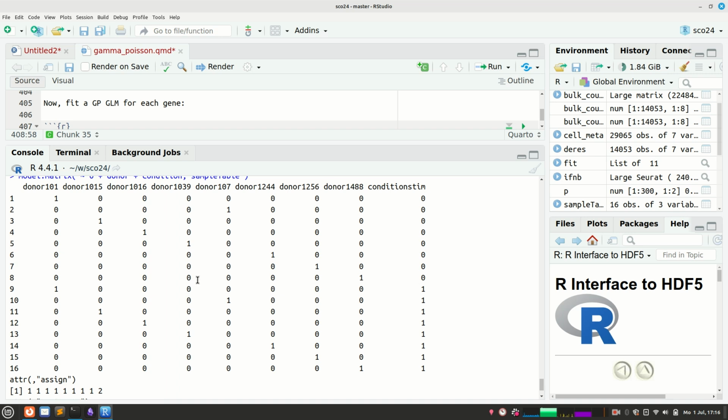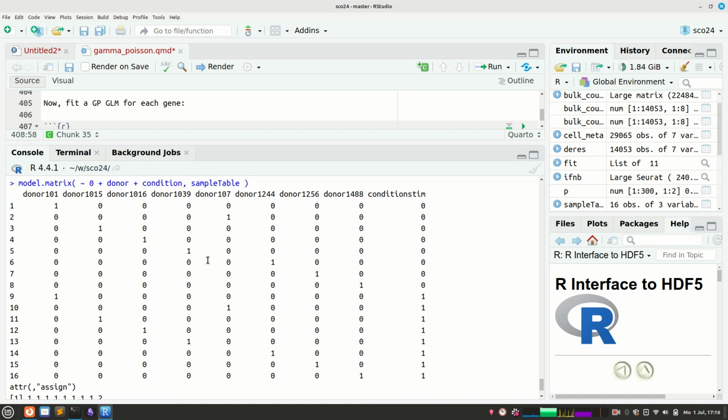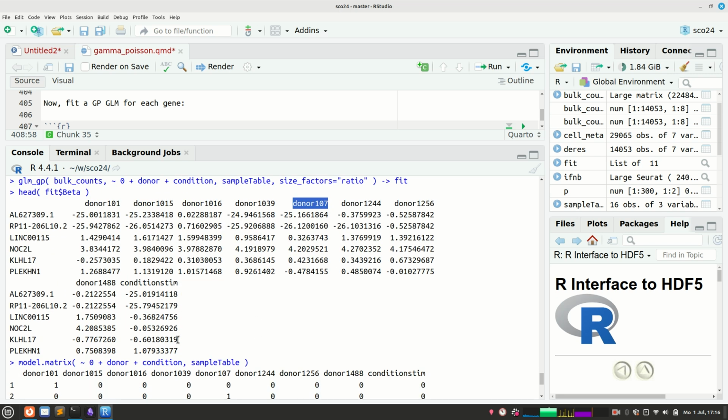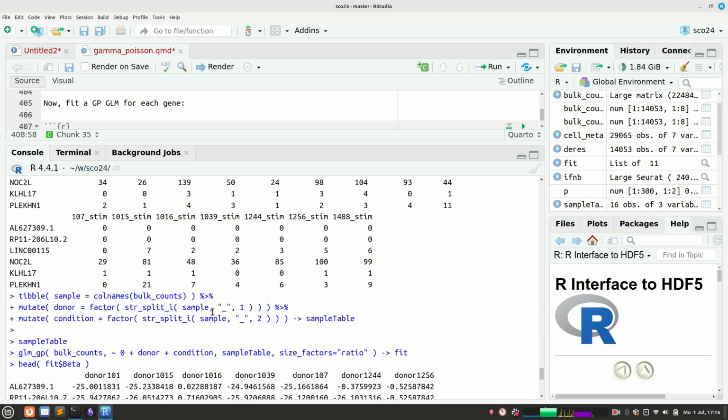And these are the coefficients in front of the betas, and the betas are the corresponding values which we estimate. So these are the expression strength of the gene in the donor's unstimulated sample, and this is the average increase from unstimulated to stimulated.